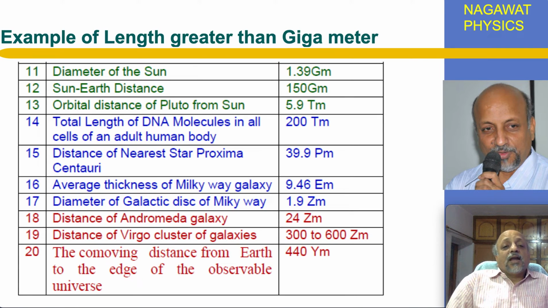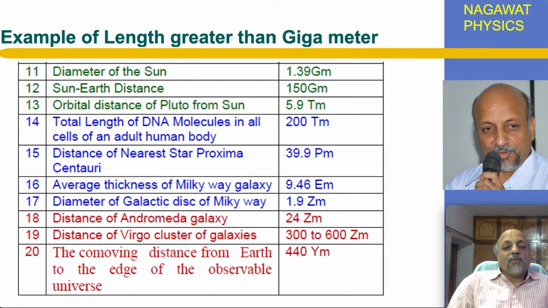Then there are other higher distances, like the sun-earth distance. The sun-earth distance is very important in physics, and it is used with parallax to measure astronomical distances. The sun-earth distance, which is 150 gigameter, is also used as an astronomical unit. And then the orbital distance from Pluto to Sun, and the total length of the DNA molecule. You will be surprised to know that if we take out the DNA molecule from the entire body and arrange it in a linear manner, the total length will be a very, very large number, 200 terameter, 200 into 10 raised to power 12 meter.